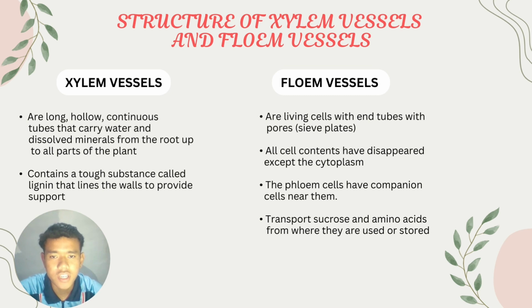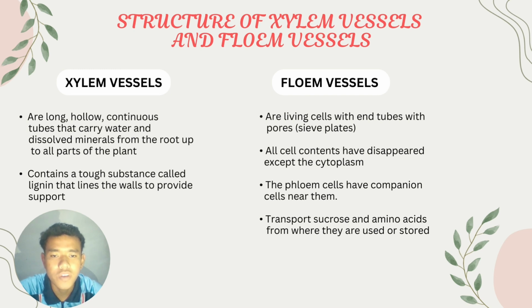For the structure of the xylem vessel and phloem vessel, first we're going to go through the xylem vessel. Xylem vessels are long, hollow, continuous tubes that carry water and dissolved minerals from the root up to all parts of the plant. They contain a tough substance called lignin that lines the wall to provide support.